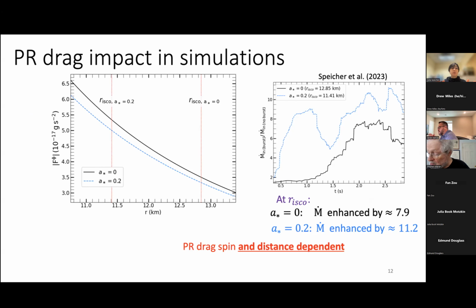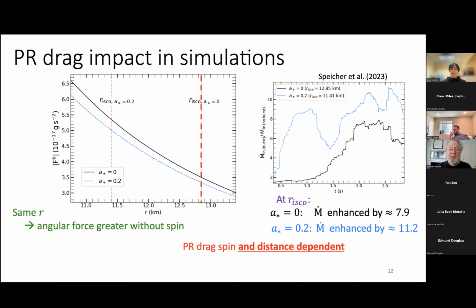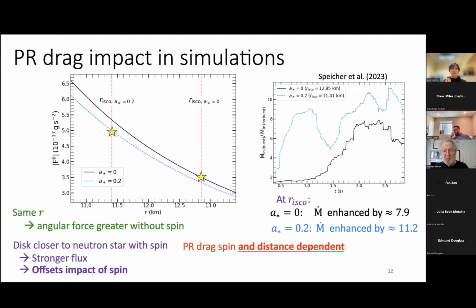And from this figure, you can see that if you would compare the angular force due to Poynting-Robertson drag at exactly the same radius, you would get the anticipated result, but it is stronger if the neutron star does not spin. However, then you have to take into account that the accretion disk will be closer to the neutron star if the neutron star spins. Therefore, it will receive a stronger flux, which can offset the weakening impact of spin. Therefore, Poynting-Robertson drag will be important with and without the presence of neutron star spin.